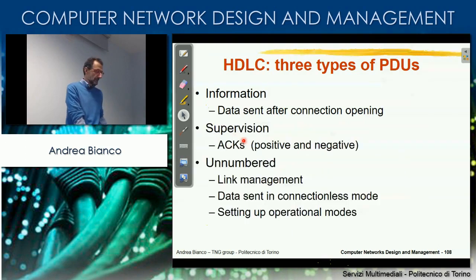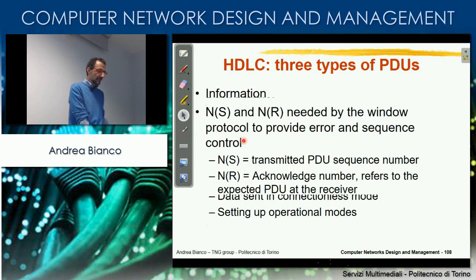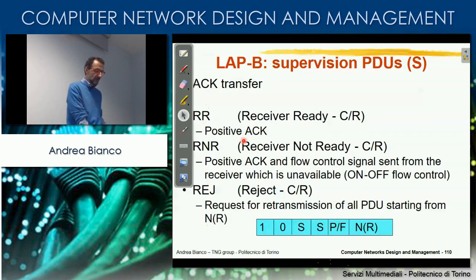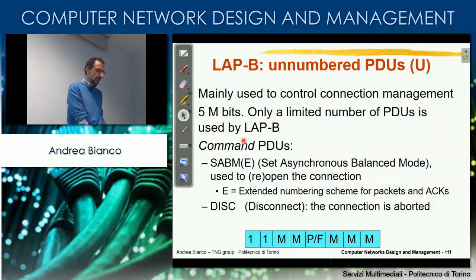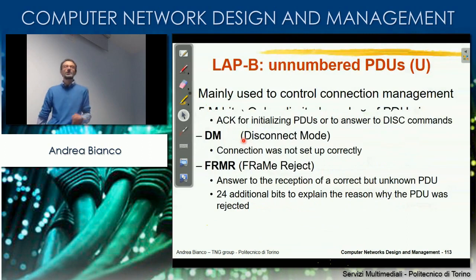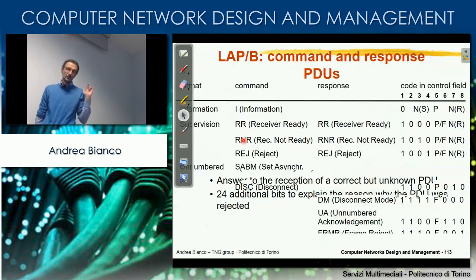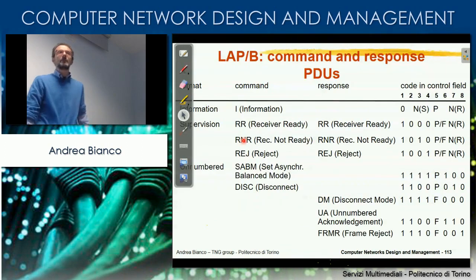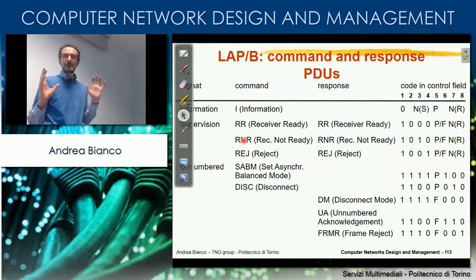Information is the data sent. Supervision are the ACK. The unnumbered ones are management functions like link management or some other options. Okay? Some details. There are several types of ACKs. So I just put the slides for completeness. It's not so important from our perspective to know these details. If you are interested, you can find some information on the slides, some information in the books. But from our perspective, it's not so important.